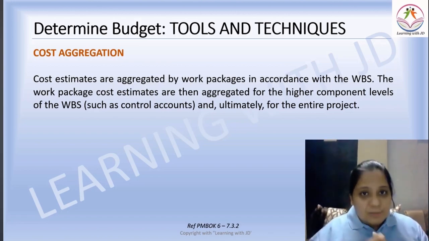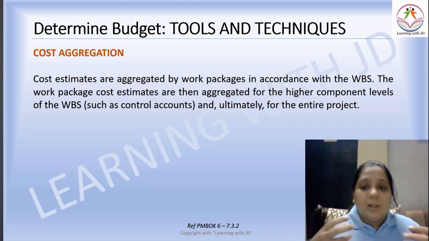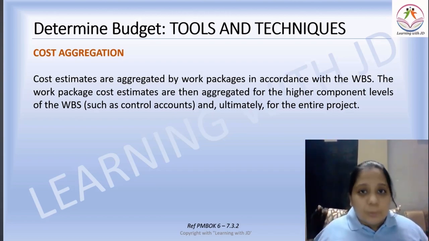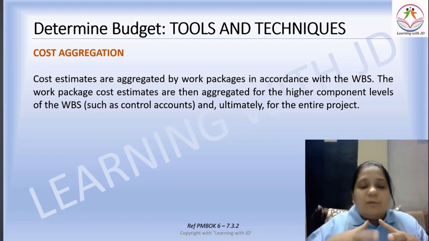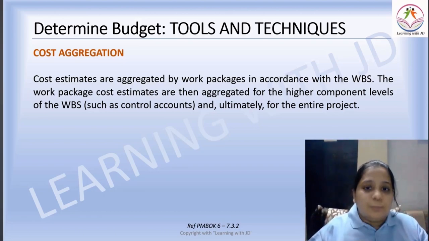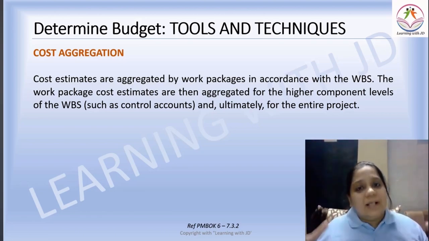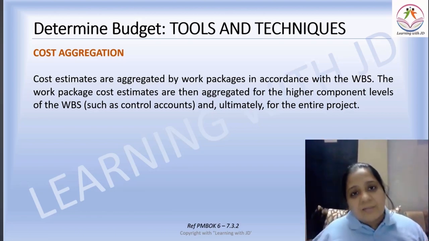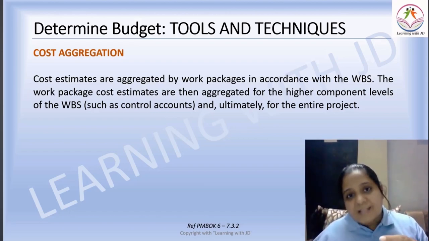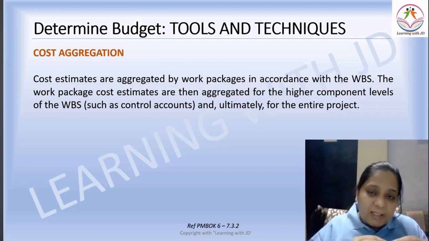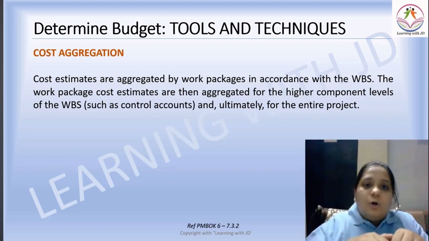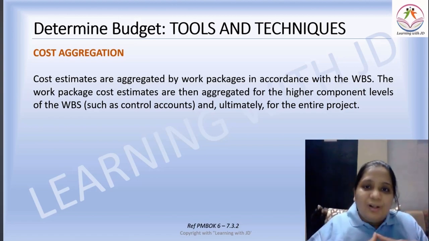Then there is cost aggregation. What do you mean by cost aggregation? Cost estimates are aggregated by work package in accordance with the WBS. The work package cost estimates are then aggregated for the higher component levels of the WBS and ultimately for the entire project. So every activity is a part of some work package in the WBS. You aggregate those activities at a work package level, then you aggregate at an overall level, and then find out the complete budget of the project.